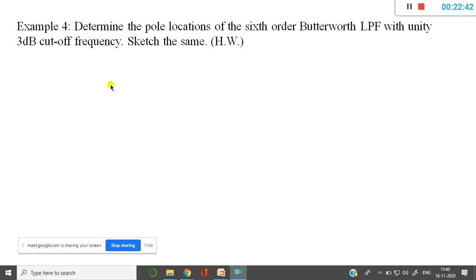Now, I'll give one more problem just for homework or assignment. You note down this particular question. Determine the pole locations of a sixth order Butterworth low pass filter with unity 3 dB cutoff frequency. Sketch the same. So very simple and straightforward. They have already given you the order of the filter. You need to sketch the location of the poles, and the cutoff frequency at 3 dB is unity, which means 1 radian per second, right?